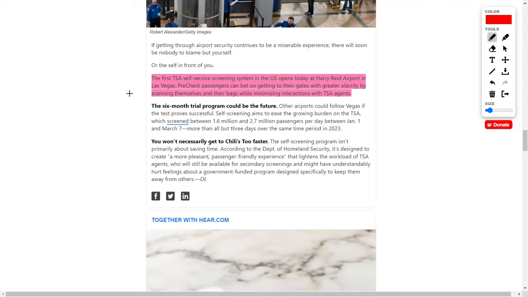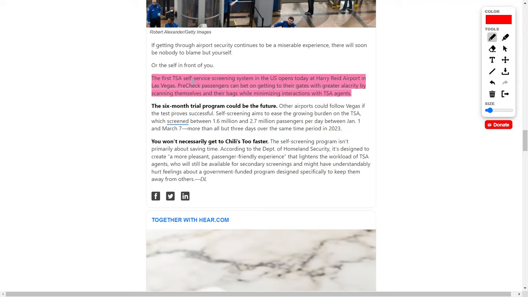And here they are. If you are familiar with going to a grocery store and going to self-checkout, essentially, airlines and airports could institute self-checkouts for TSA. As of this report, the United States has officially opened their first TSA self-service screening system, and that was implemented at Harry Reid Airport in Las Vegas.